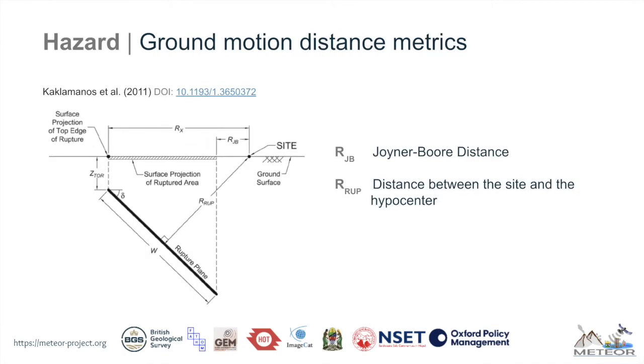It is important to note that there are several different distance metrics that are used with ground motion prediction equations. Common distance metrics include the Joyner-Boore distance, RJB, and the rupture distance, RRUP. The Joyner-Boore distance is the shortest distance between the surface projection of the rupture area and the site. The rupture distance is the distance between the hypocenter and the site.